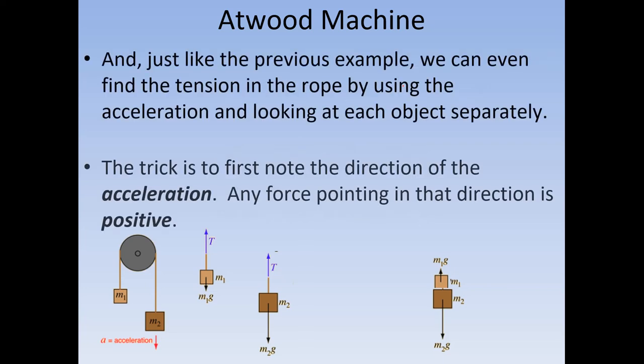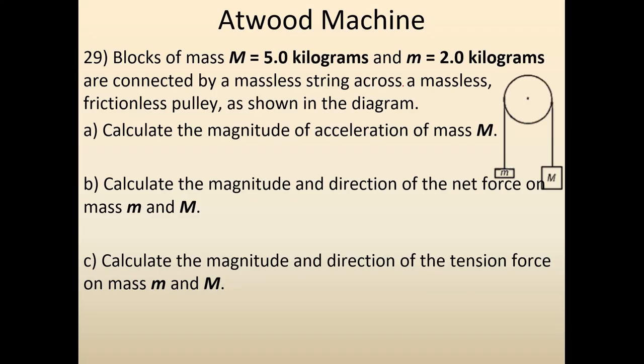All right. So again, we end up doing the exact same thing. If we want the acceleration, we look at it together. If I want to find the tension, then I want to look at each one individually. And again, the big trick is to remember that the acceleration points in the direction of positive. That's the main kicker. All right, so for this problem, pause the video, work it yourself. I'll go over it in a second.